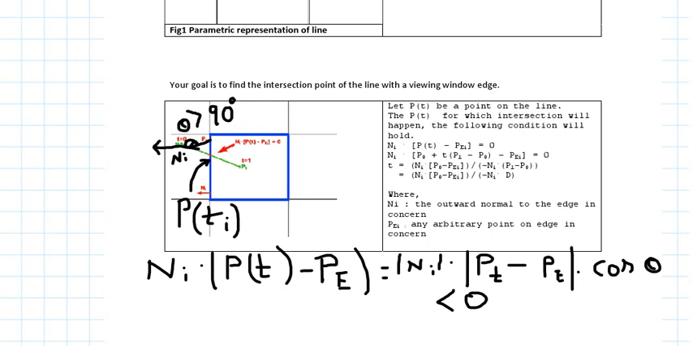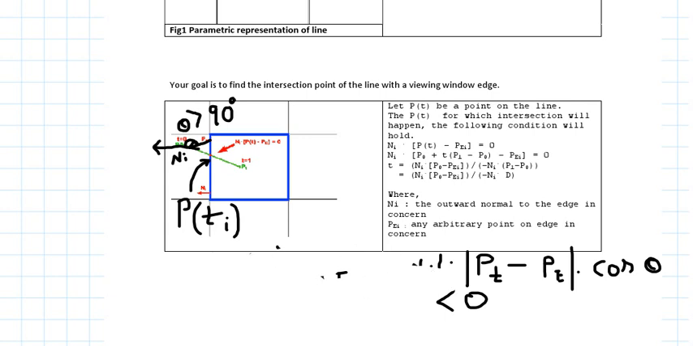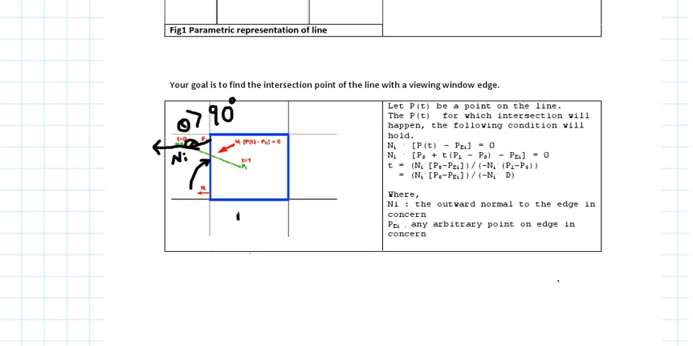Next, do the same calculation for a point PT which is inside of your clipping window. Say now point PT is here, so it is your PT minus PE vector. This is your PT.